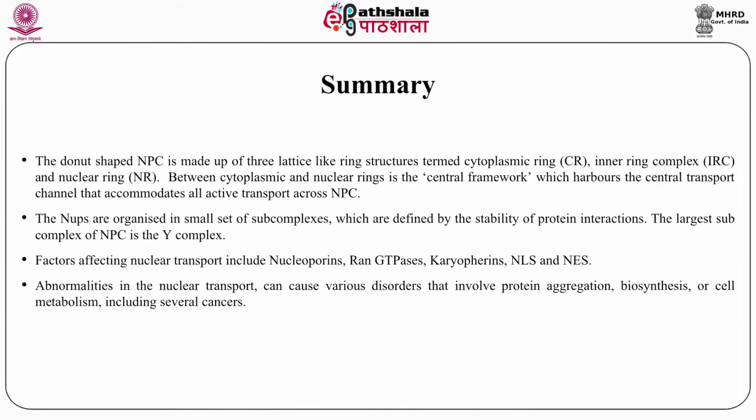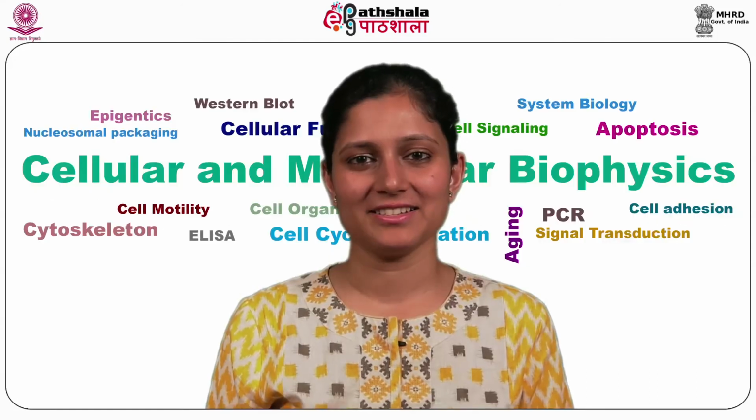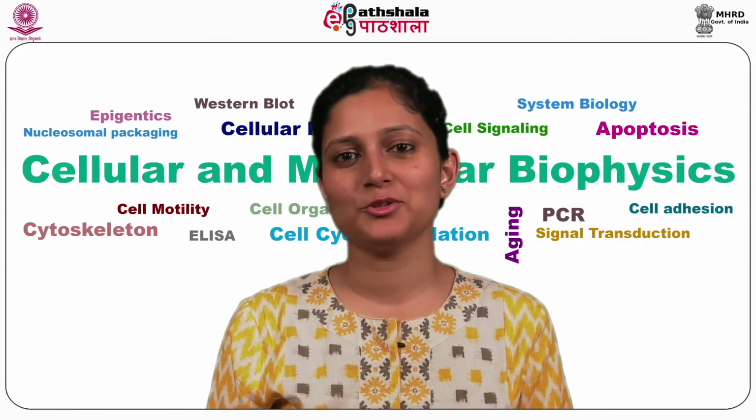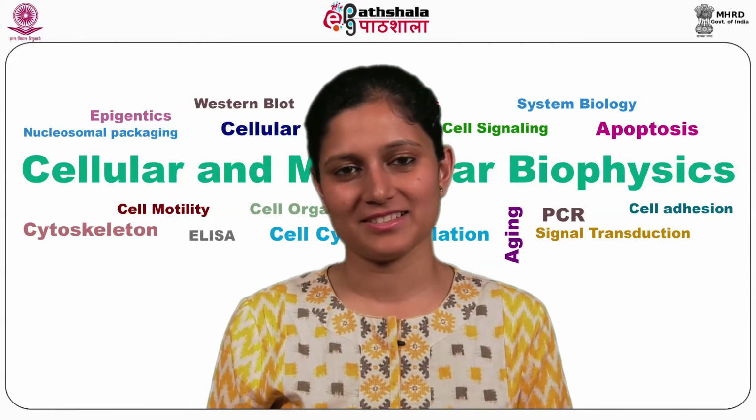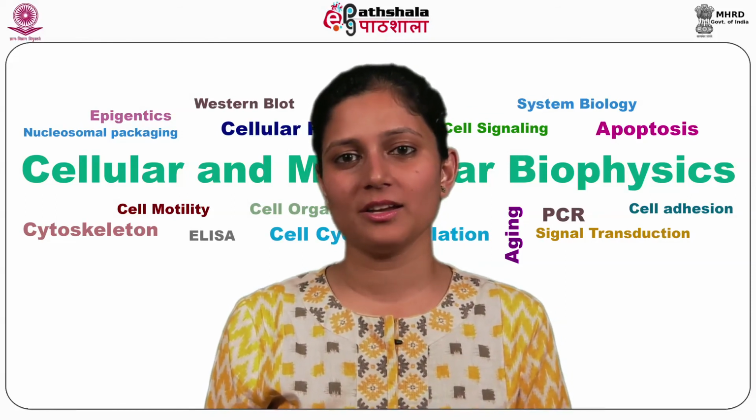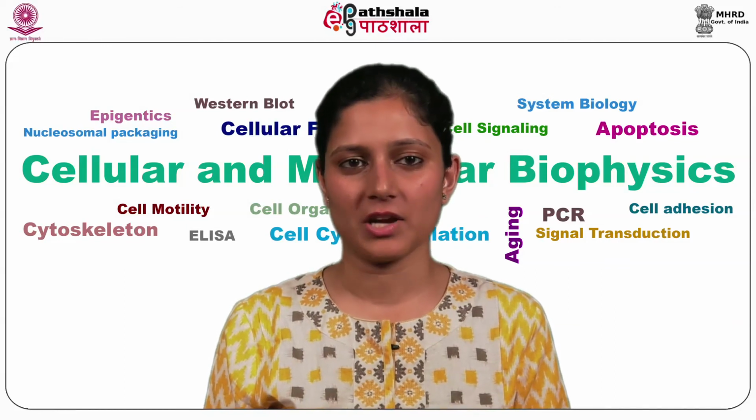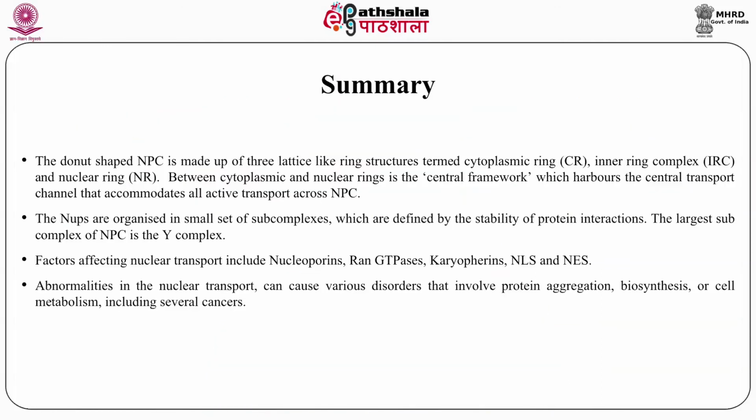The NUPs are organized in a small set of subcomplexes which are defined by the stability of protein interactions. The largest subcomplex of the NPC is the Y complex. The factors affecting nuclear transport include nucleoporins, RAN GTPases, karyopherins, nuclear localization signal and nuclear transport signal. Abnormalities in the nuclear transport can cause various disorders that involve protein aggregation, biosynthesis or cell metabolism, including several cancers.